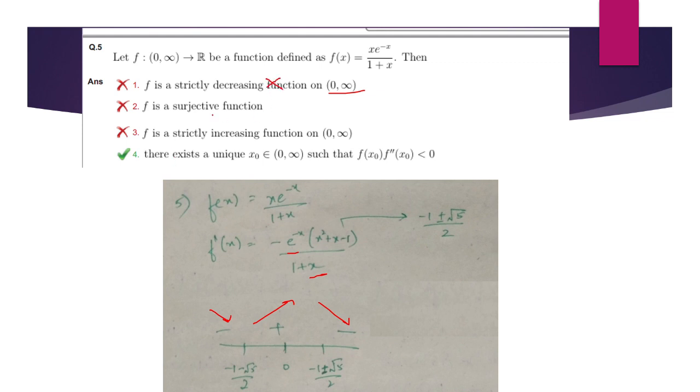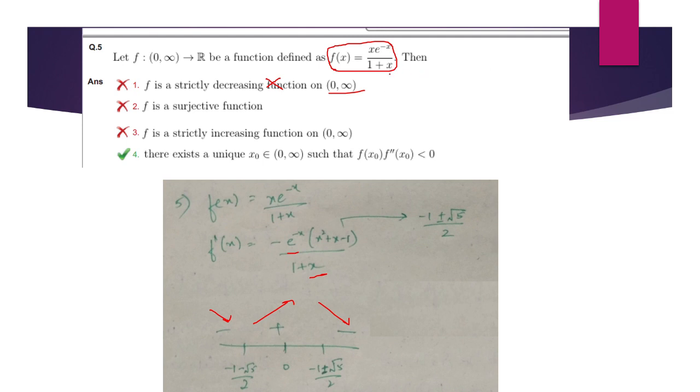It's a surjective function. Surjective function means it should have the image in real numbers R. Well, this f of x can be positive easily, but can it be negative?